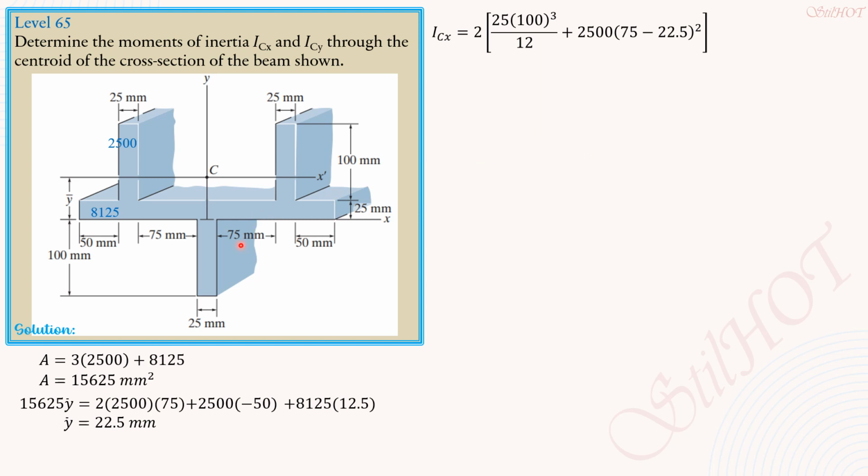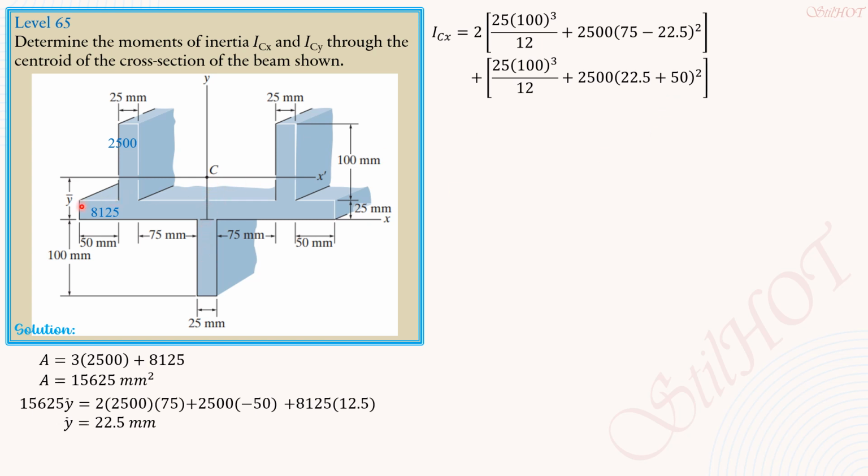Then plus for this rectangle here, 25 times 100 cubed over 12. The distance of this centroid is barred y, 22.5, minus negative 50, or barred y plus 50, because this is 50. So plus 25 times 100 cubed over 12 plus 2,500 times quantity 22.5 plus 50 squared. So this is the centroid, so this distance is 22.5 plus 50.